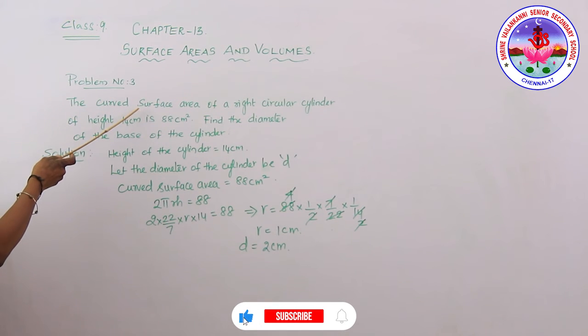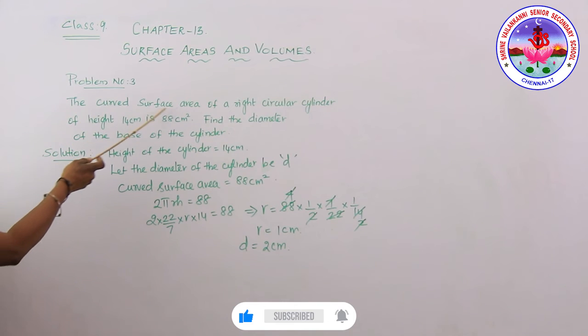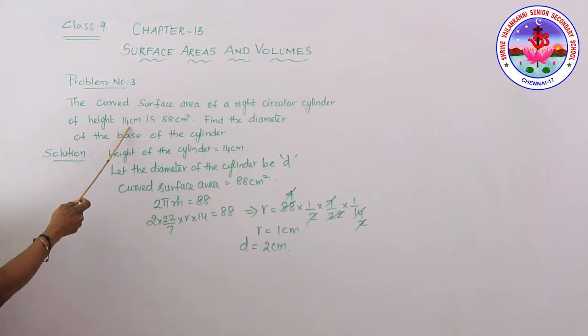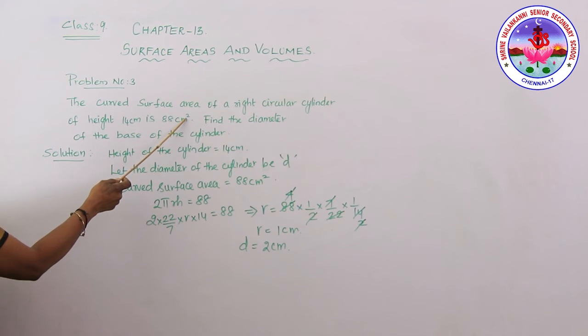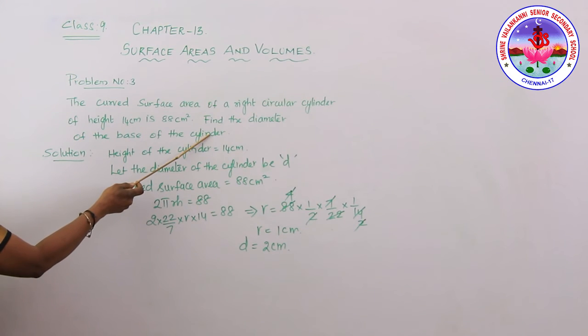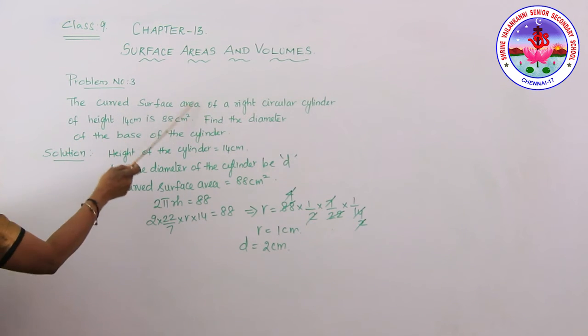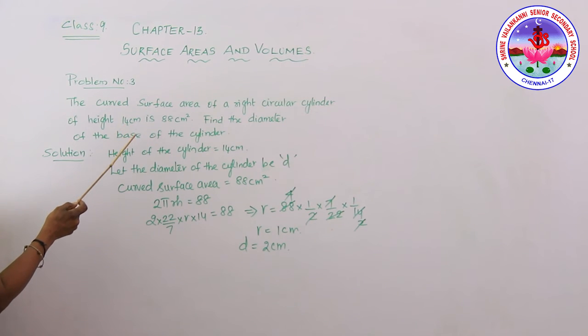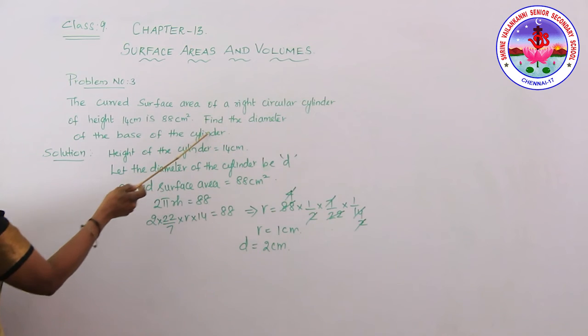Problem number 3. Here we are going to talk about a cylinder. The curved surface area of a right circular cylinder of height 14 centimeter is 88 centimeter square. Find the diameter of the base of the cylinder. So here he has given the curved surface area value as 88, height of the cylinder as 14. We need to find the diameter of the cylinder.